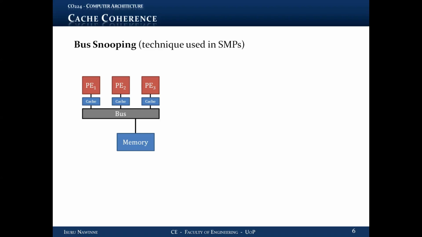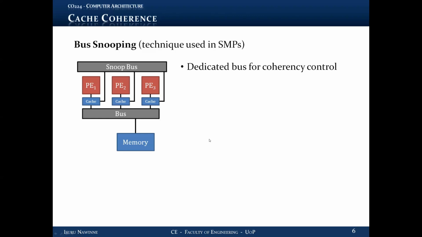uniform memory access, right? So we are still talking about UMA systems, symmetric multiprocessors, and to address the cache coherence issue, bus snooping is one of the most common techniques used. Let's see what this is. In bus snooping, we have another separate dedicated bus called the snoop bus, which is used to control coherency among the data in these multiprocessor caches. The sole purpose of the snoop bus is to control the coherency of the data in these multiprocessor caches.